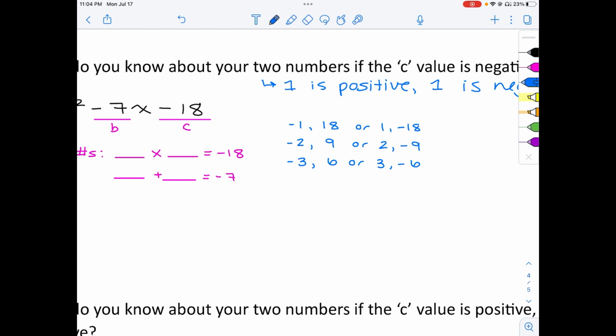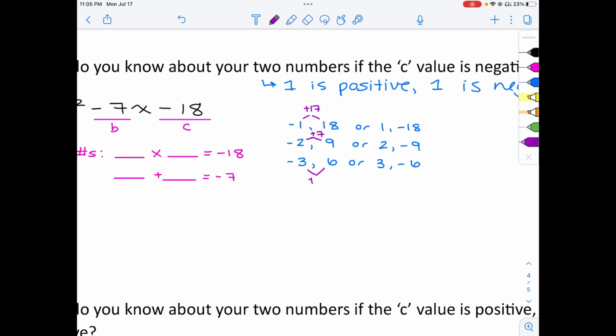Okay, so I'm going to just show this in purple here. So each pair I'm going to go through and add them to see what I would get. So negative 1 and 18 would give me positive 17. That's not right. Right, I want it to equal negative 7. Negative 2 and positive 9 would give me positive 7. Okay, again, that's not what I want.